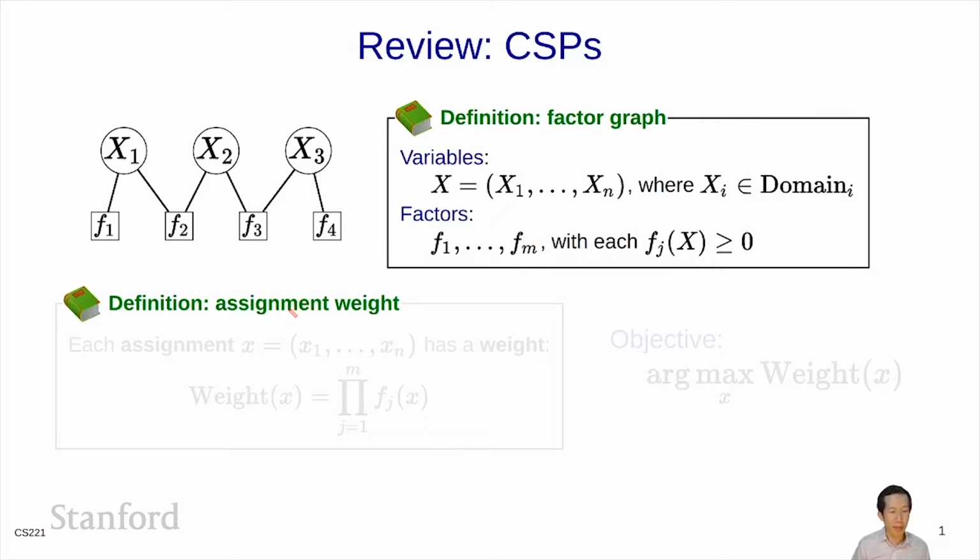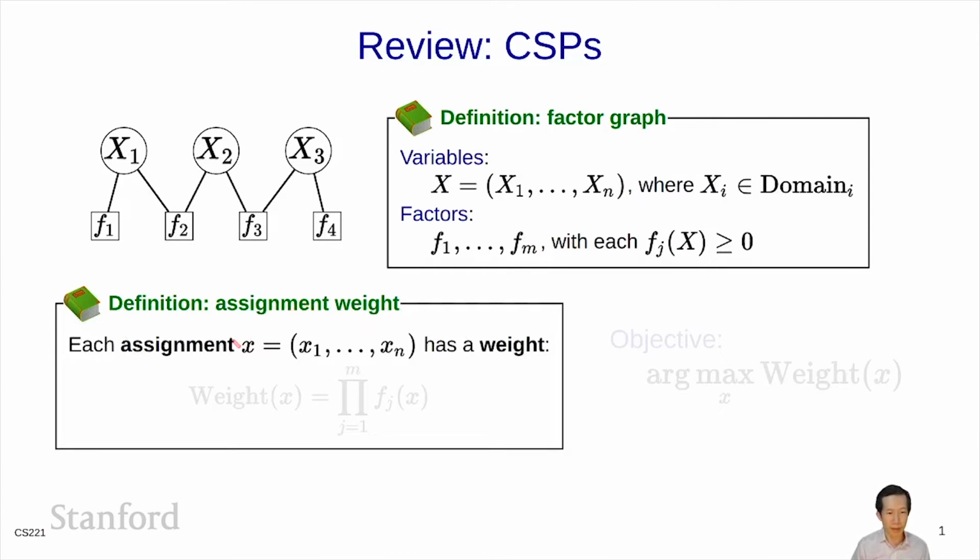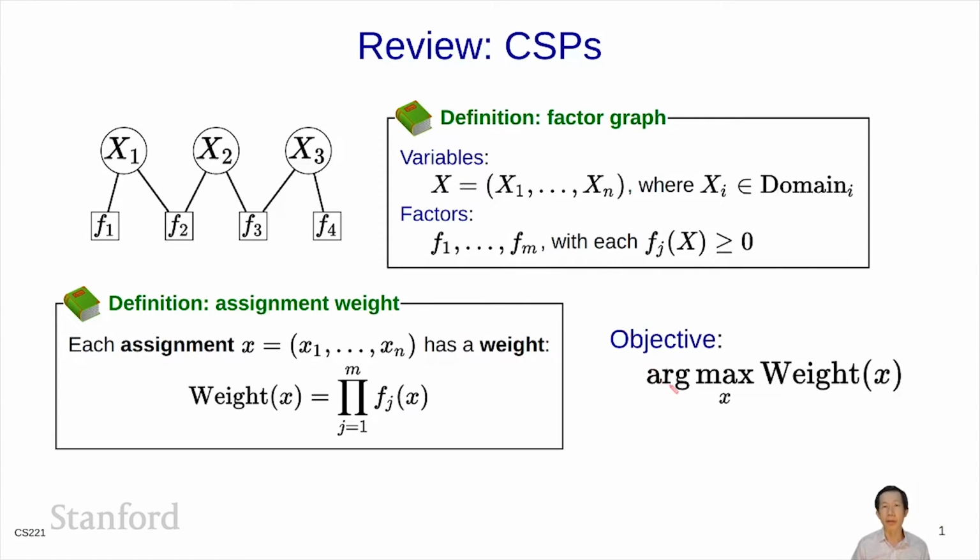The assignment weight is defined as follows. Each assignment to all the variables has a weight, which is given by the product of all of the factors. And the goal in solving a CSP is to compute the maximum weight assignment.